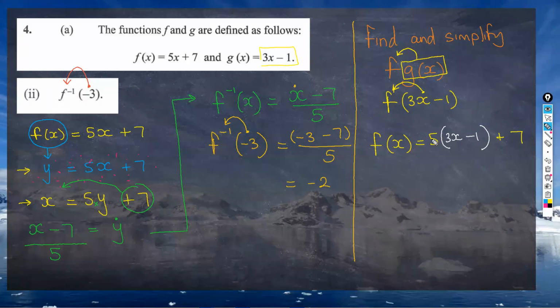So now we just have to take our time and multiply out the brackets. Everything inside here gets multiplied by 5. 5 by 3x is 15x. 5 by minus 1 is minus 5. And we have this annoying positive 7 here. We could simplify this a little bit. Minus 5 plus 7 is positive 2. So for the people who got 15x plus 2, you all have it correct. Right, so take down the working.